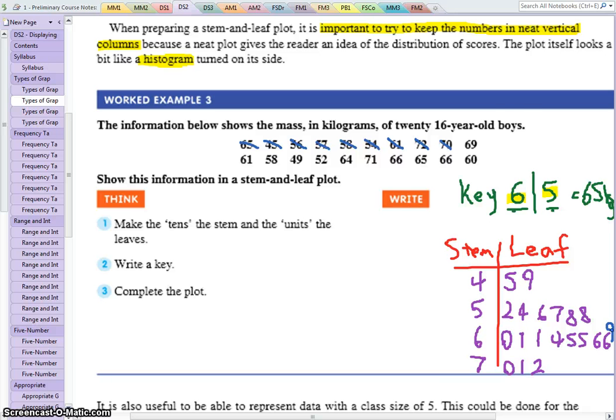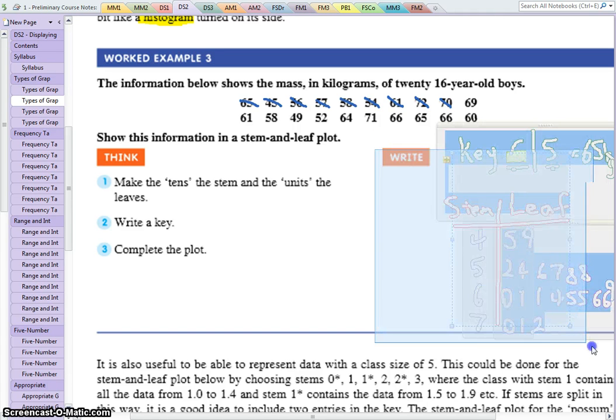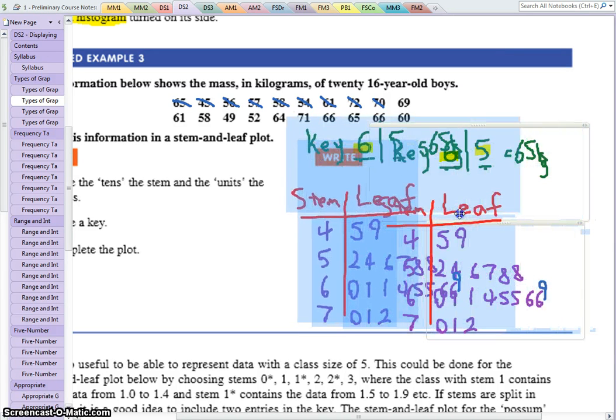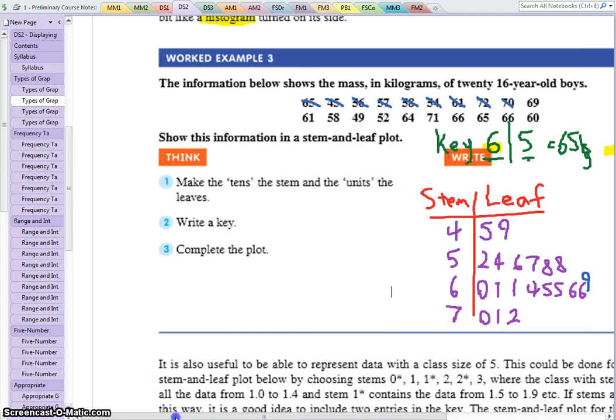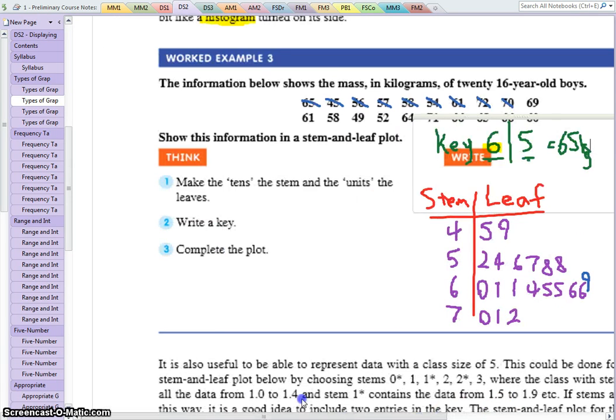I think I'm pretty much going to have to re-record this one because, let's face it, it's ugly as sin. But let's just highlight all of it and see what we can do. Okay, there we go. So there you go. That's your stem and leaf. Hopefully that makes a little bit of sense. And I will try and pretty it up and redo this one. Anyway, thanks guys.